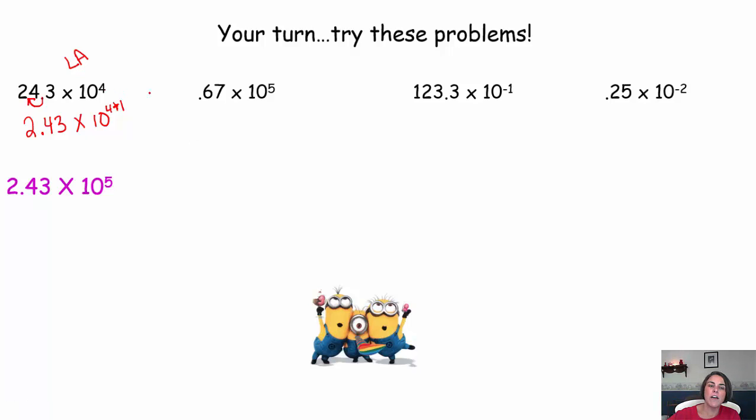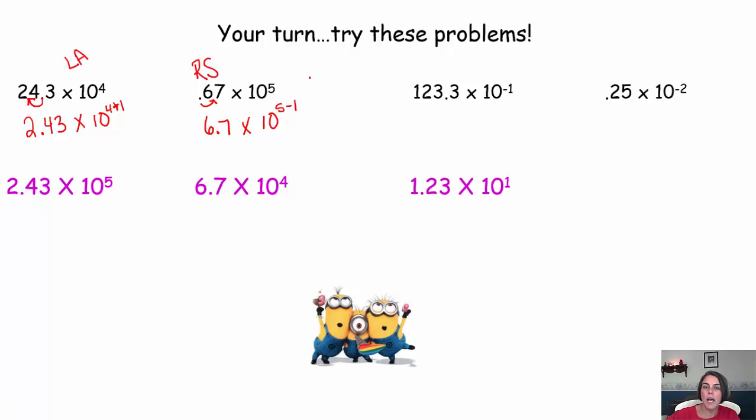So if I look at this one and I have to go between 1 and 10, this time to get between 1 and 10, I have to move my decimal point to the right. Left is to add, so then you say, oh, if left is add, right must be to subtract. So that's going to be 6.7 times 10 to the 5 minus 1, or 6.7 times 10 to the 4th.